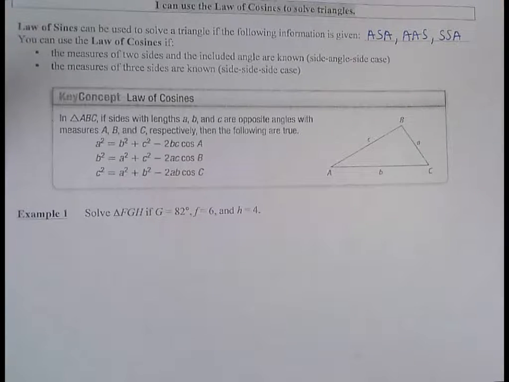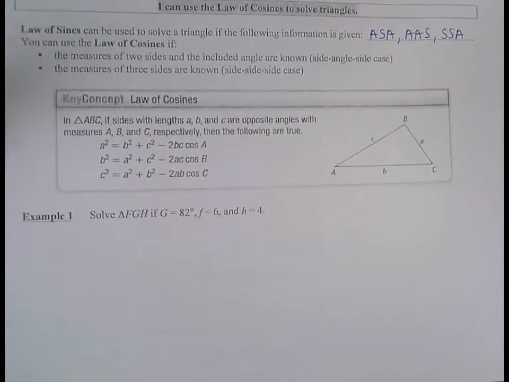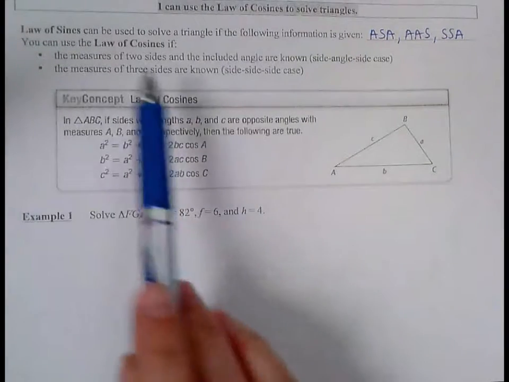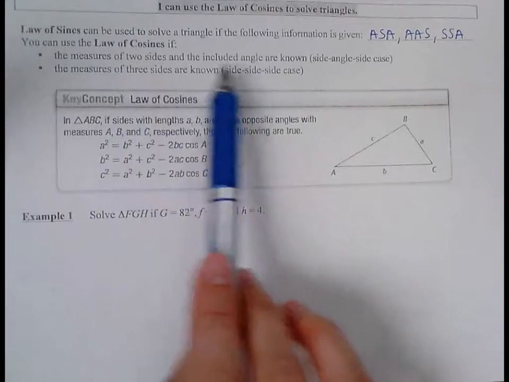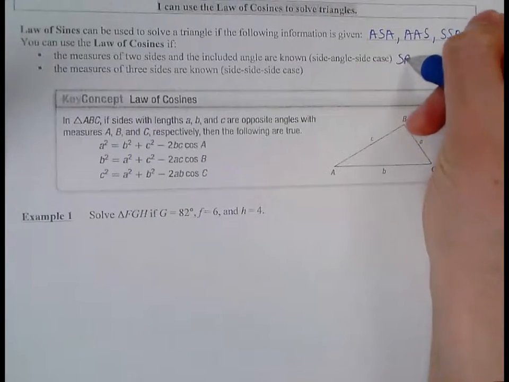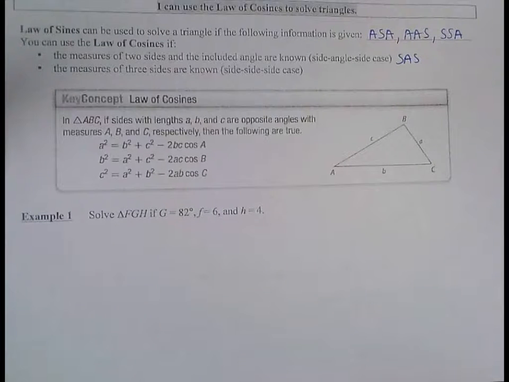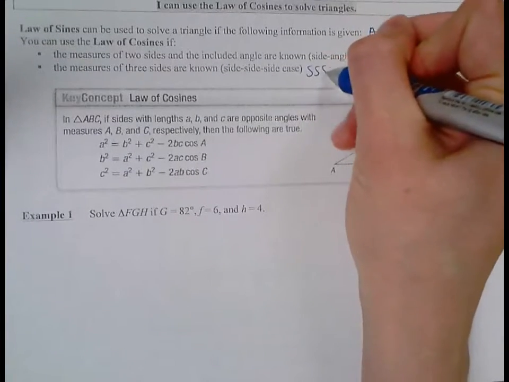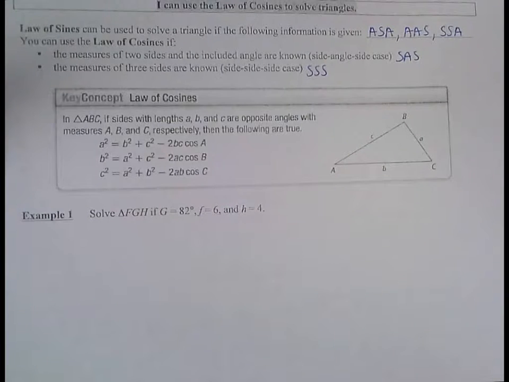But that was the case that you have to be very careful of, to determine how many triangles are possible before you begin. Law of cosines can be used as long as you know the measures of two sides and the included angle, so that would be the side-angle-side case. Law of sines cannot be used in that case; you'd have to use law of cosines. Also, if you know all three sides, the SSS case, you can also use law of cosines for that.